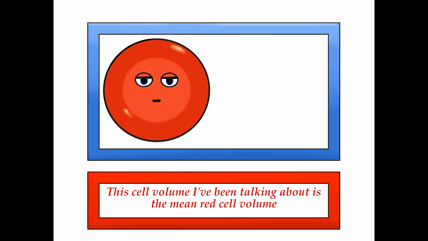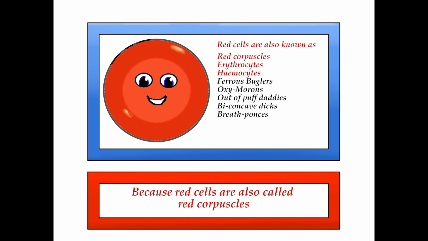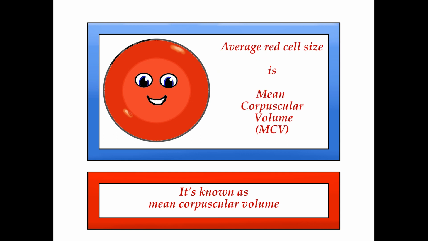I've been talking about the average volume of a cell, but where do we find it on the full blood count? Well, another word for average is mean, and the red cell goes by many names, one of which is the red corpuscle. So the average size of a cell can be called the mean corpuscular volume, or MCV, and I'm going to use MCV from here on in when I'm talking about cell volumes.